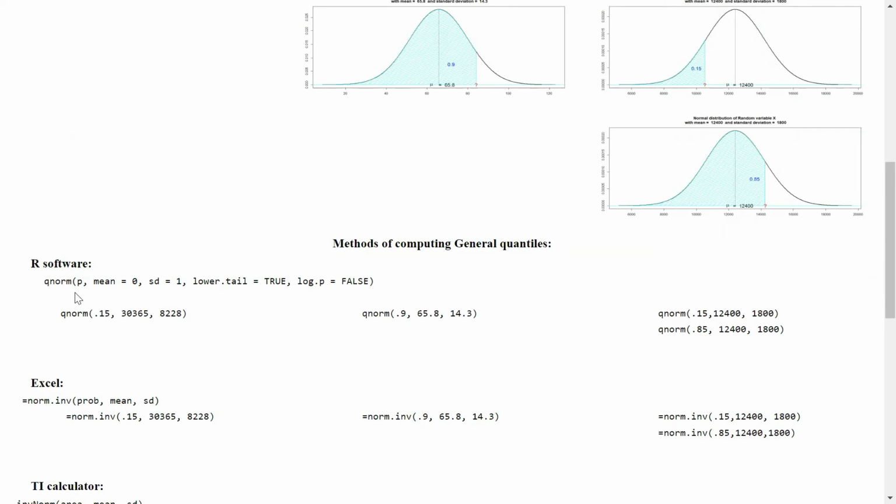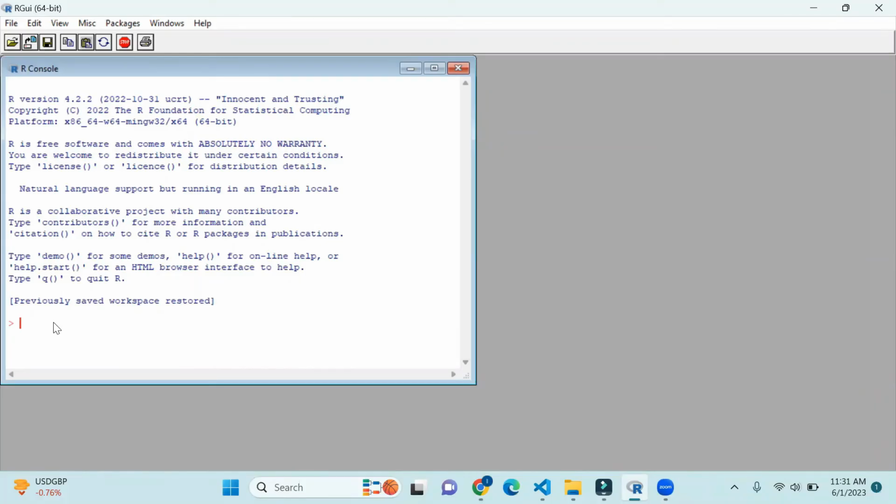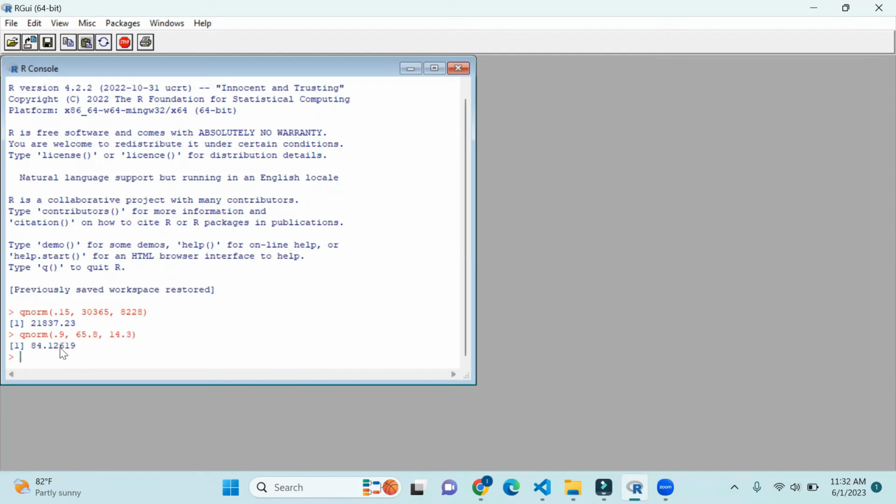Using R software, the command is qnorm. The arguments inside the parenthesis are probability, mean, standard deviation, lower tail, and log option. If we copy this command and paste at the R console and enter, we get the quantile for the lower probability. If we change this probability 0.15 to 0.9, mean to 65.8, and standard deviation to 14.3, and enter, we get the quantile for upper probability.